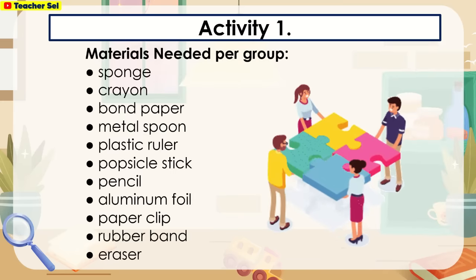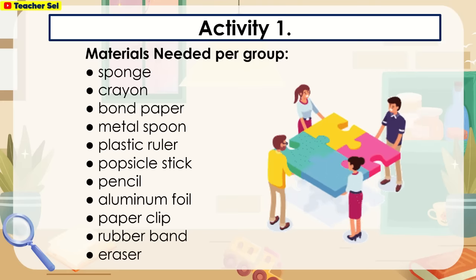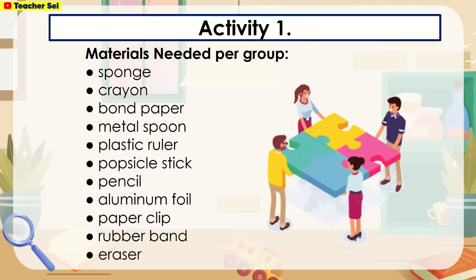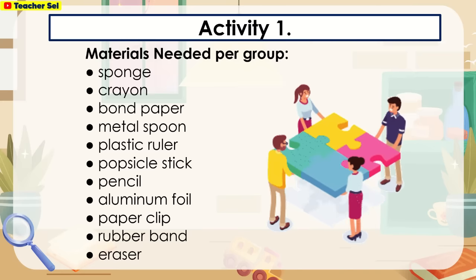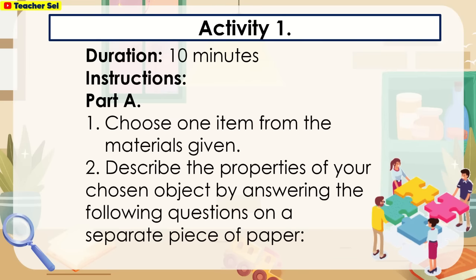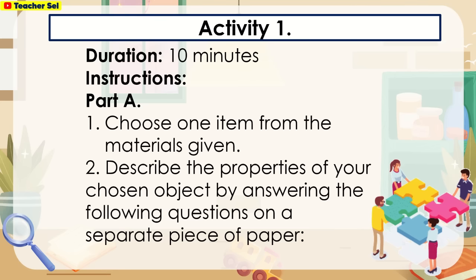Let's have Activity 1. Here are the materials needed per group: sponge, crayon, bond paper, metal spoon, plastic ruler, popsicle stick, pencil, aluminum foil, paper clip, rubber band, and eraser. For the duration, 10 minutes. Instructions: choose one item from the materials given. Describe the properties of your chosen object by answering the following questions on a separate piece of paper.